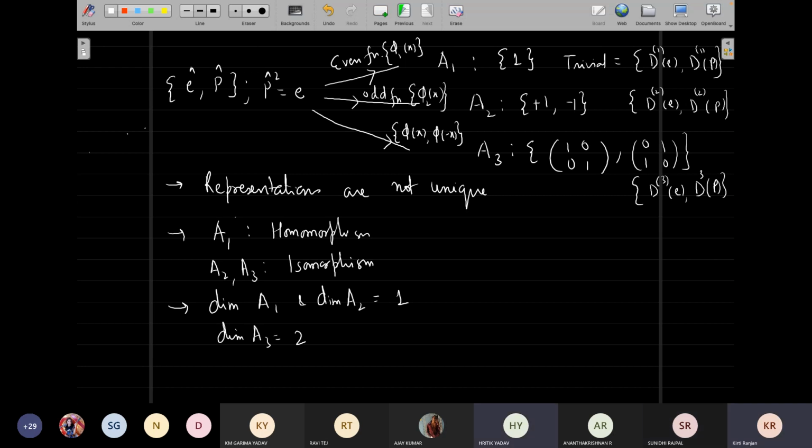So that means that representations are not unique when we are saying there can exist homomorphic representations or isomorphic representations. There can exist difference in the dimensions as well. So when I'm saying not unique, it is in terms of both the homomorphism and the isomorphism, as well as in terms of the dimensions.